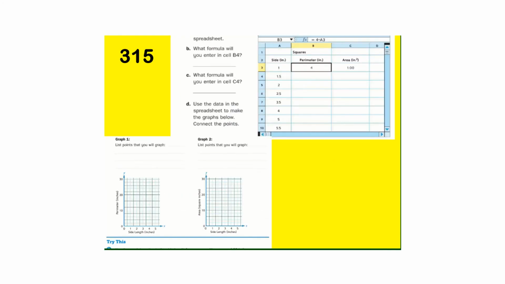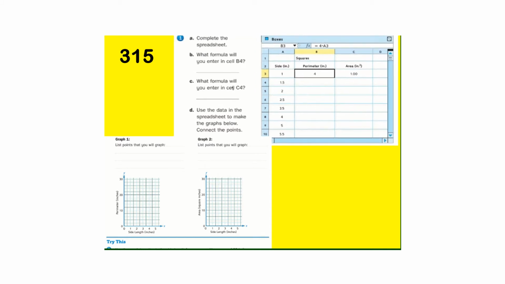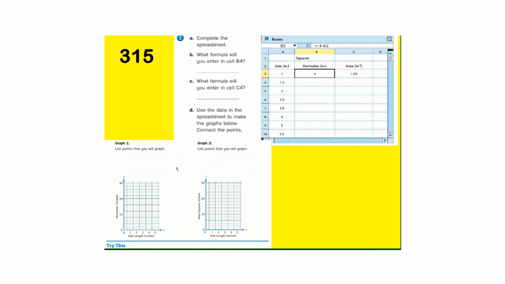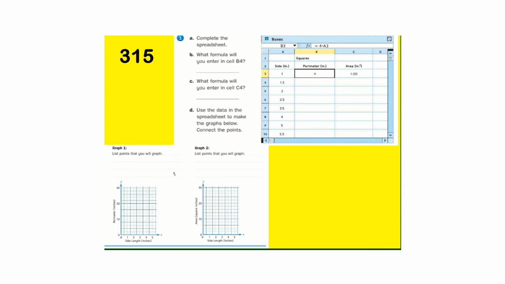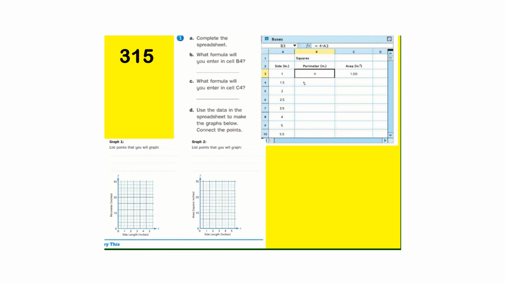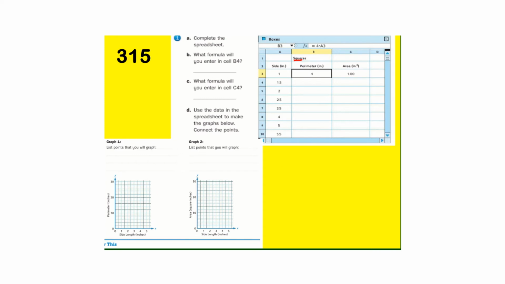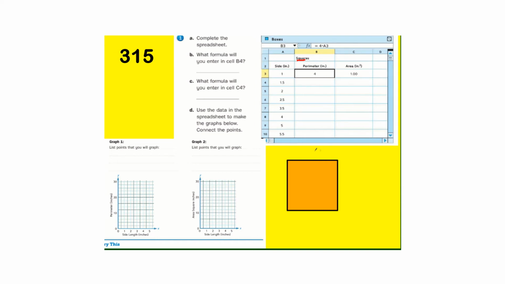All right, complete the spreadsheet here. So what formula did you enter in cell B4? So go ahead and fill that in. We're talking about the sides, and it's a square. So if each side is 1, and we have our square, let me get a square here, okay? Each side is 1, we have 1 plus 1 plus 1 plus 1, the perimeter is 4. What's the area? It's 1 times 1, which is 1.